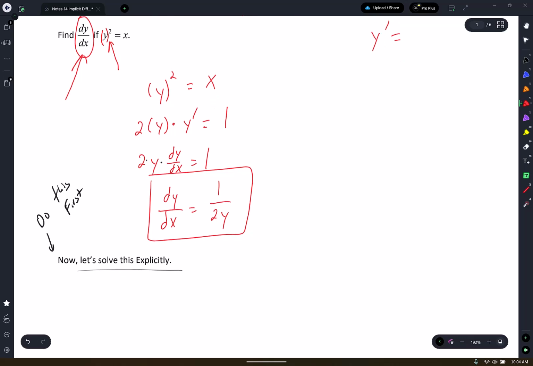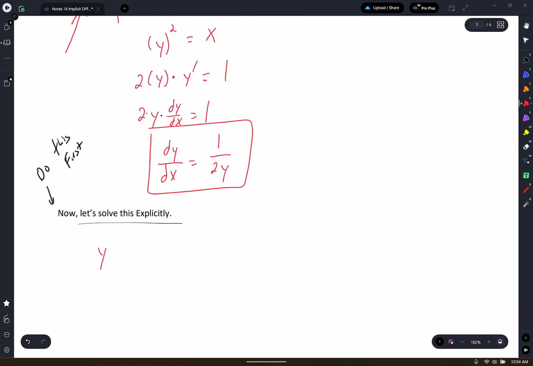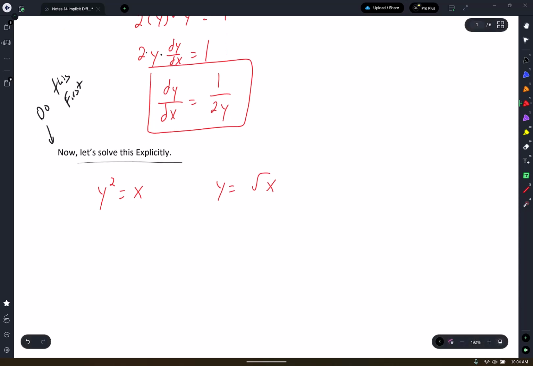All right, now let's solve explicitly. So I have y squared equals x, and I want to get y by itself. So what do I have to do? Take a square root. So y equals square root of x, and now I'm going to take a derivative, and technically I should be getting the same thing, right? So let's see if that is.